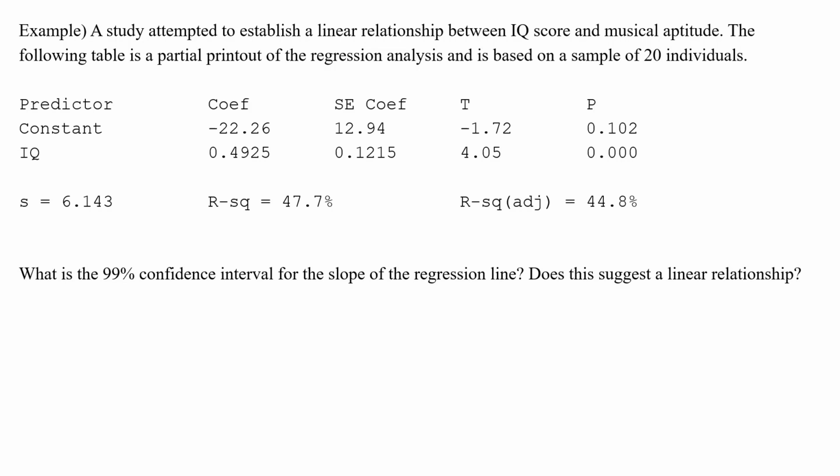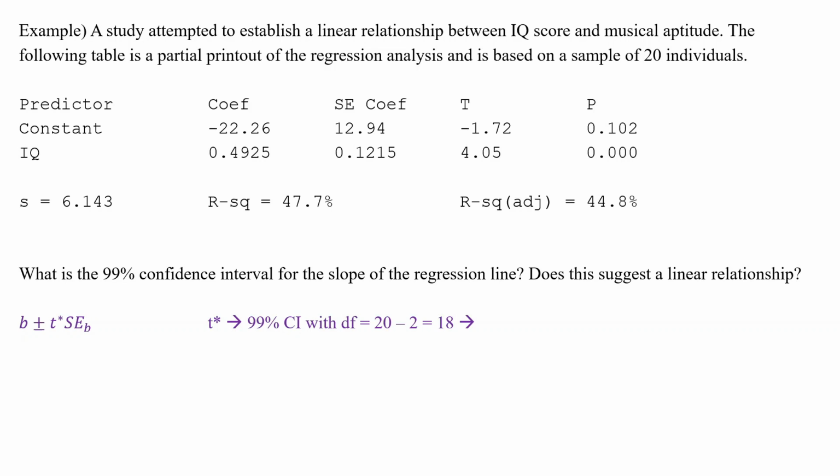asked a question. So like this, it says a study attempted to establish a linear relationship between IQ score and musical aptitude. The following table is a partial printout of the regression analysis based on a sample of 20 individuals. What is the 99% confidence interval for the slope of the regression line, and does it suggest a linear relationship? Okay. So the 99% confidence interval, what do we need to do? Well, we take our point estimate plus or minus our critical value times our standard error. So we have the formula there, and we can find all of these pieces with the information we are given.